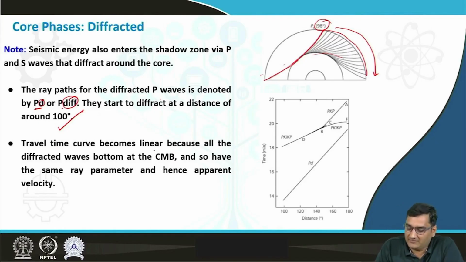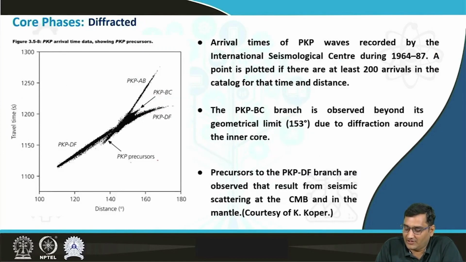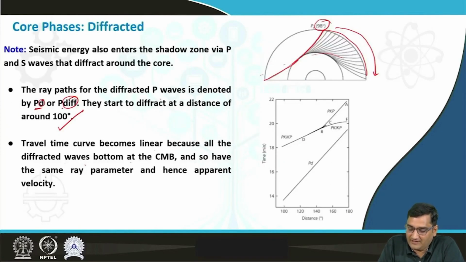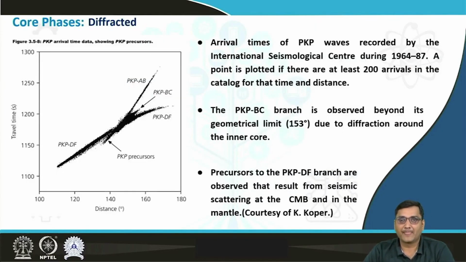The travel time curve becomes linear because all the diffracted waves bottom at the core mantle boundary and so have the same ray parameter and apparent velocity. So it has the linear travel time curve over here, the diffracted wave for the P.